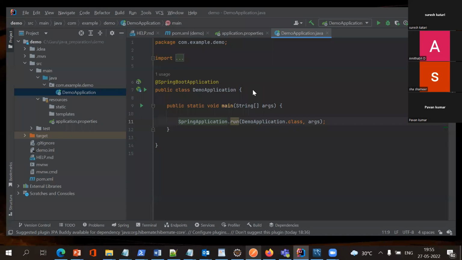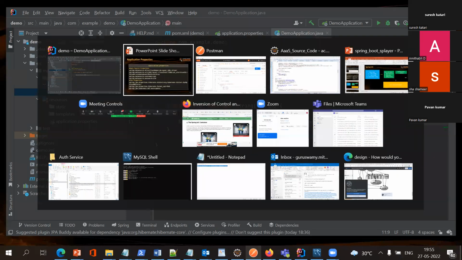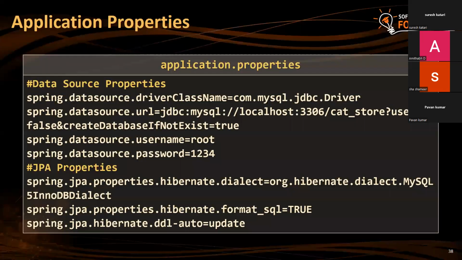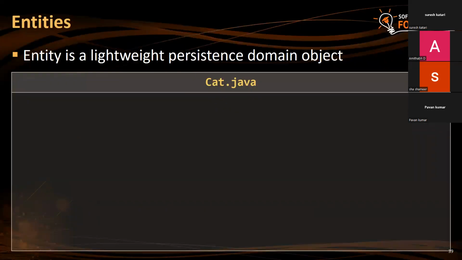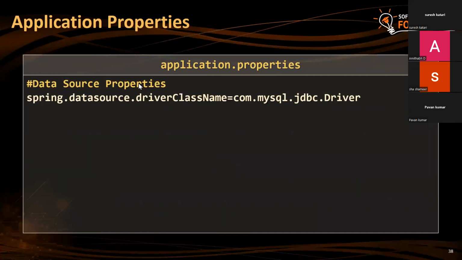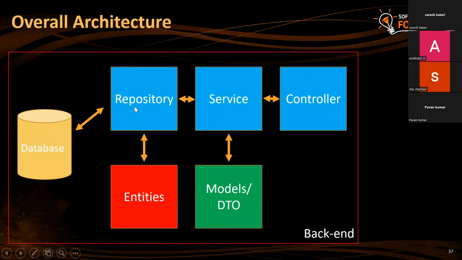So that is the significance of the application.properties file. All the data source related and JPA properties will be defined inside it. Another thing is entities. If you see in the structure, there's a repository and everything is there in the format of entities, right? So that's where we'll see entity.